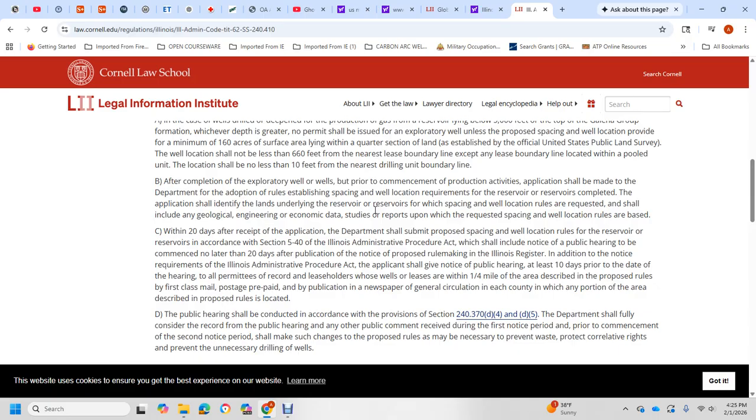Section 540 of the Illinois Administrative Procedure Act. The notice of the public hearing will commence no later than 20 days after the publication of the rule making in the Illinois Register, for the addition of the notice requirement of the Illinois Administrative Procedure Act.